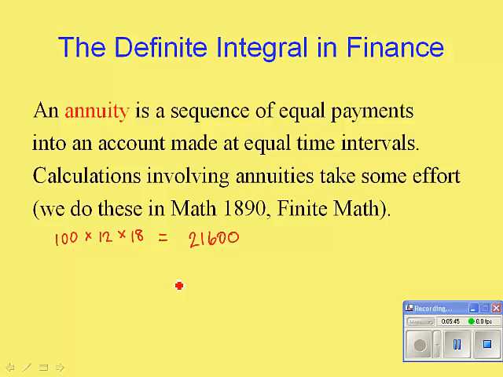Okay? And by the way, how does it work? Well, one way to think of this is 12 times 18 is 216. Think of it as 216 separate problems. What do I mean by that? Well, which money's going to earn the most interest? The first payment's going to earn the most interest, right? Now the next payment is going to earn almost that much interest minus a month.